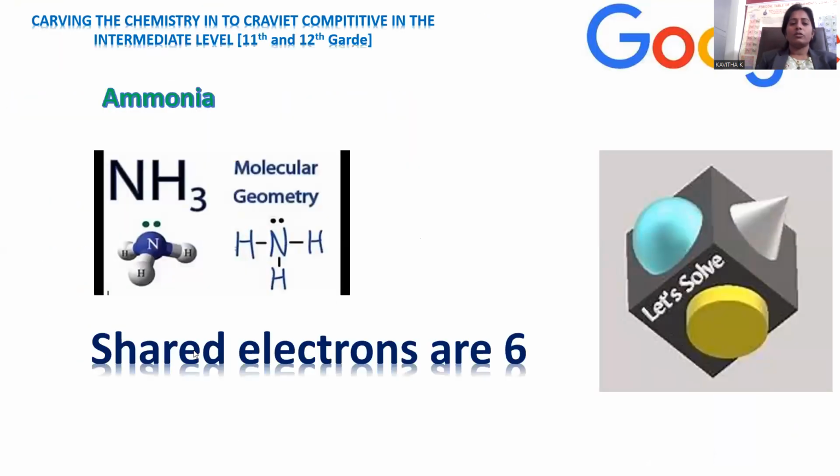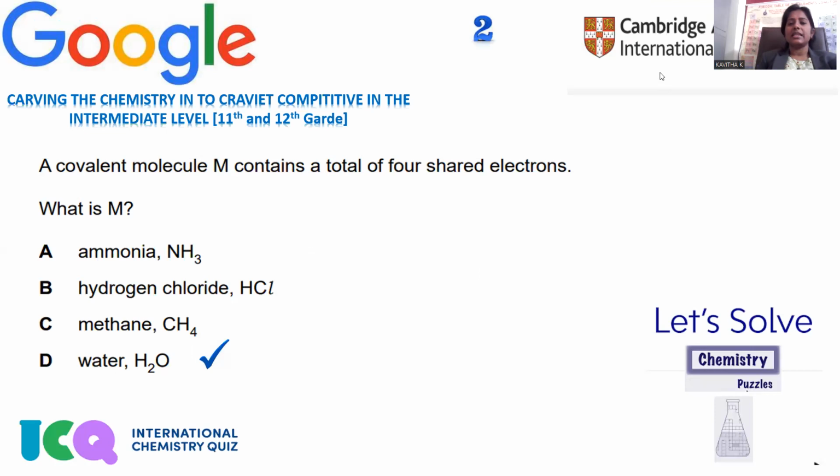Move on to question number 2. This is collected from Cambridge Assessment International Education. The covalent molecule M contains a total of 4 shared electrons. What is M? So here a compound is given whose condition is a covalent molecule. Sharing of electrons is required, and they are saying 4 shared electrons will be there. The options are ammonia, hydrogen chloride, methane, water. Among all, which is sharing 4 electrons among 2 atoms or multiple atoms is to be predicted.